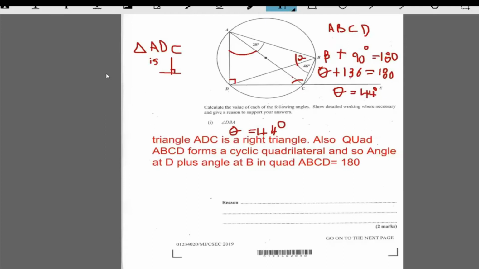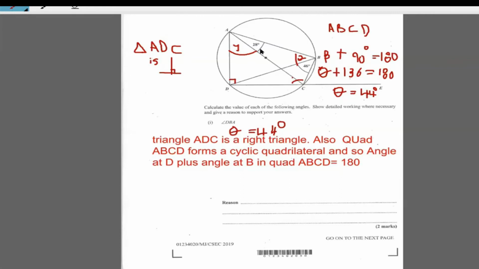Next it asks for angle BAC. Let's look at how we're going to find angle BAC. This angle we want, I'm going to call it Y. Let's see how we can find Y. We know this is 90.